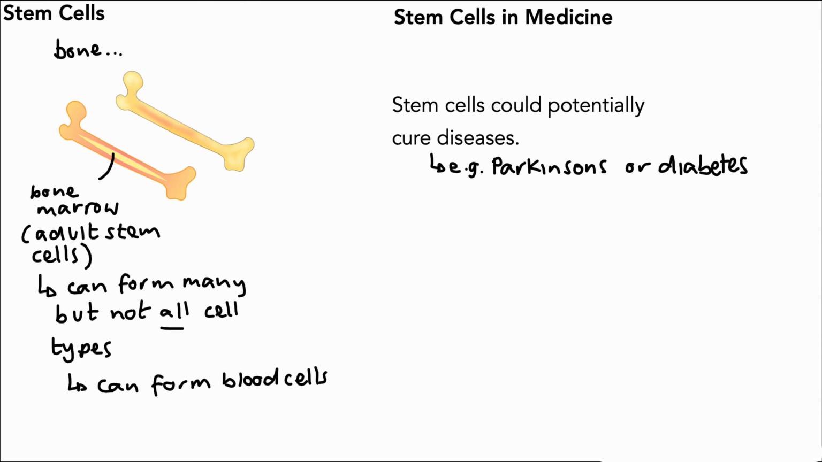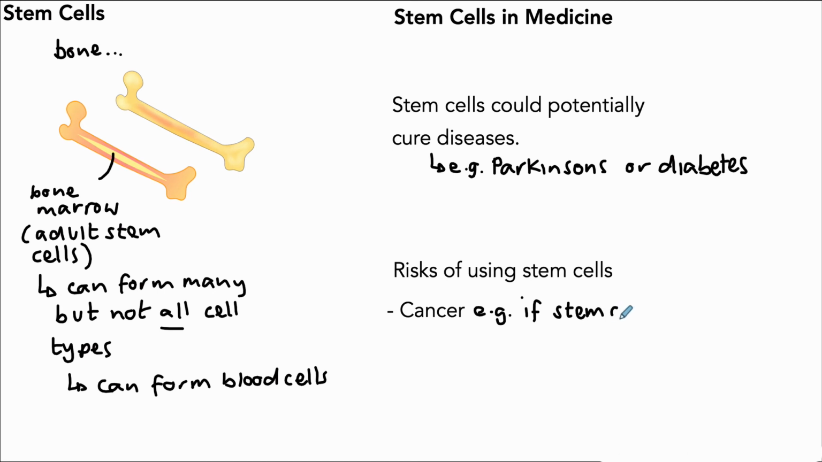There are other factors we have to take into consideration though. There are risk factors. One of the risks of using stem cells is cancer. If you imagine you've used stem cells to produce a bunch of new cells for a patient, if the stem cells keep dividing or divide rapidly inside the patient's body, that could lead to cancer. So that's one risk of using stem cells, and also the fact that we might have rejection of the cells that have been implanted into a patient.